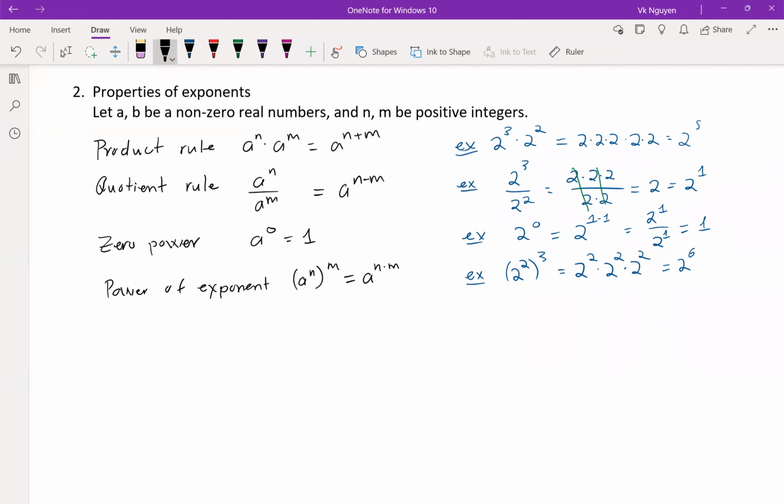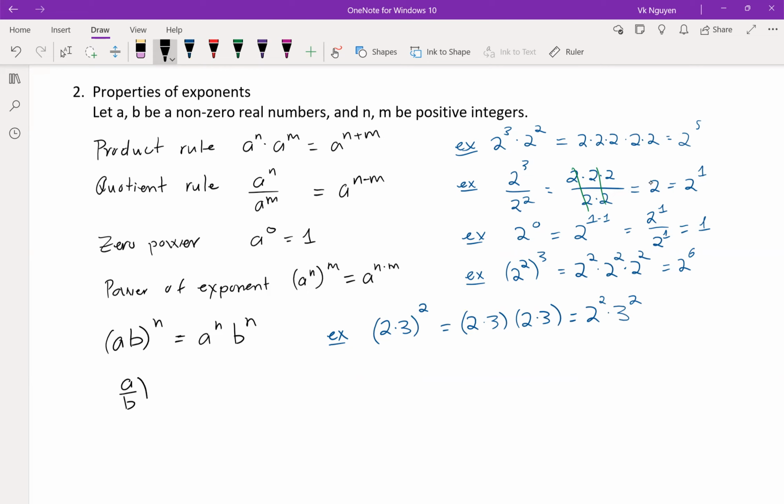We have two more properties. We have a times b to the power n. This would be a to the n times b to the n. Here comes an example. 2 times 3, let's say to the power 2 here. This is 2 times 3 multiplied by 2 times 3, which is 2 squared times 3 squared. Cool, huh?